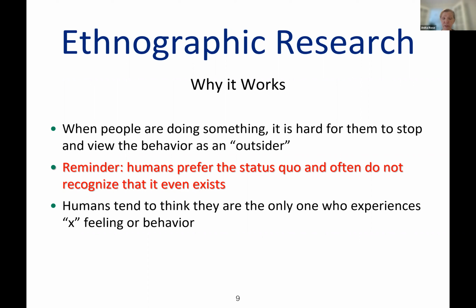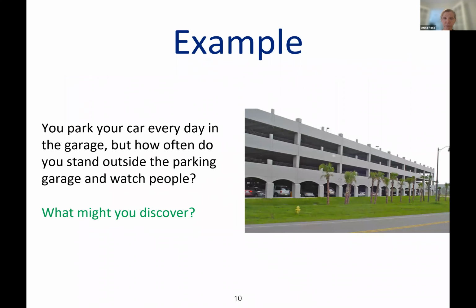Humans tend to think there may be only one way to experience something or behavior. So here's an example. Perhaps you park your car in maybe this very lot at FGCU. If you stood outside and watched people as they pulled into the garage, walked out of the garage, walked back into the garage, what might you discover? You might discover many different things. Perhaps what time they come, whether they're in a hurry. There may be a host of many different things.